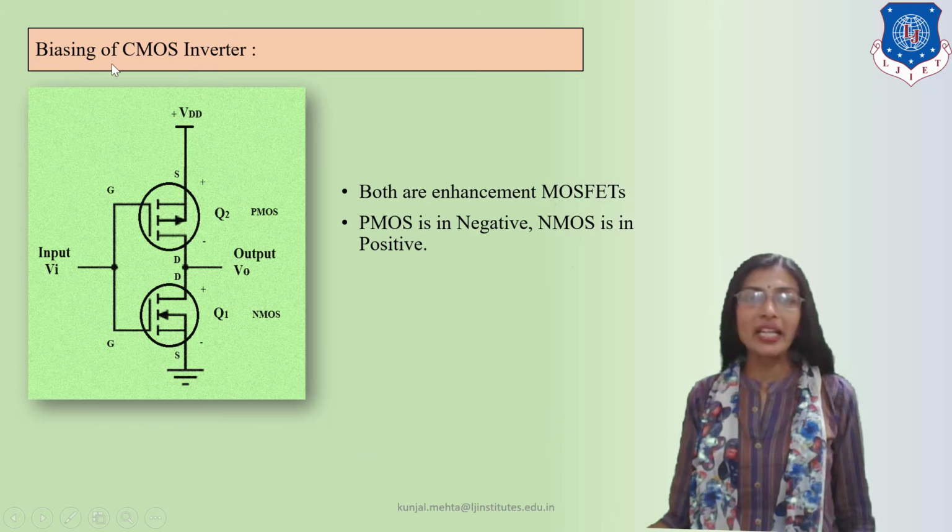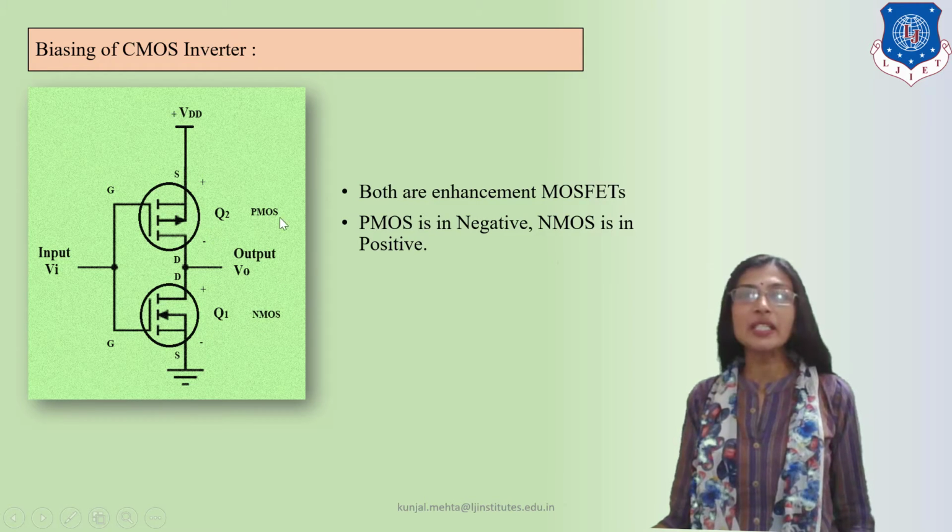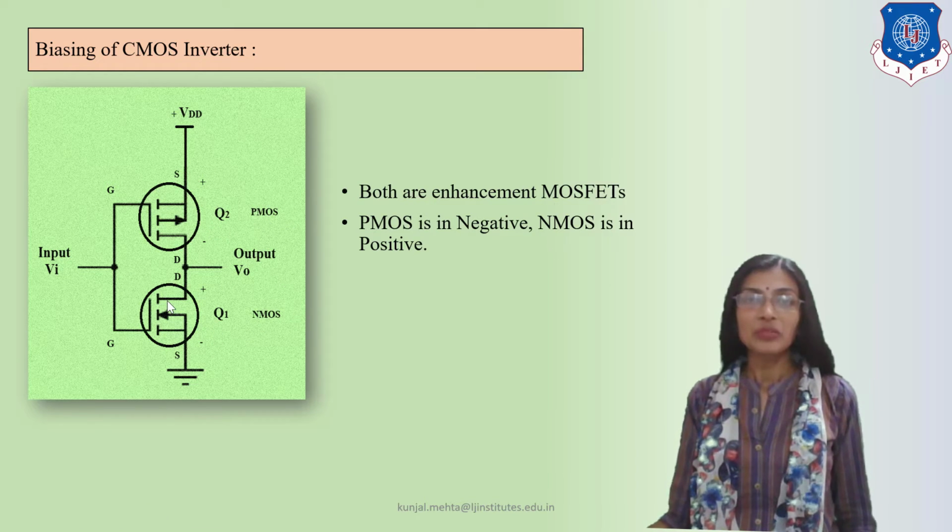Look at this. This is the biasing of CMOS inverter. Whenever I want to explain the working, then it is necessary to connect the biasing. Both are enhancement MOSFETs. PMOS is in negative and NMOS is in positive. These are the two transistors. One is denoted by Q1 and another name is Q2. Q1 is NMOS and Q2 is PMOS.